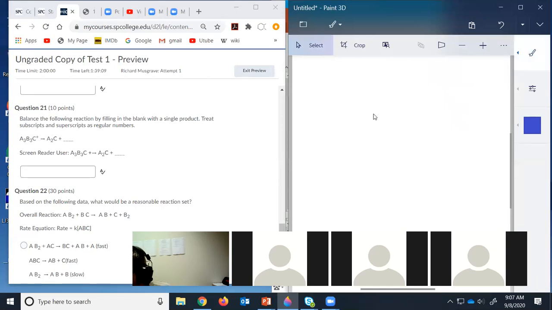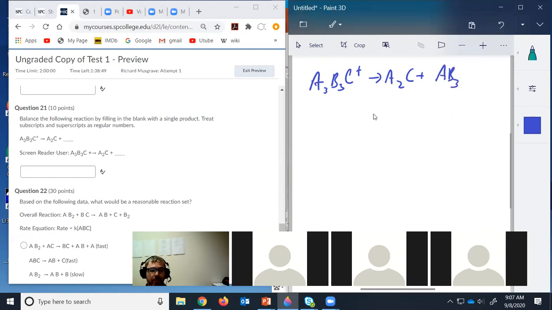All right, so it's A3B3C plus gives A2C plus AB3. Is everybody okay with that? Anybody have any questions? The next thing we'd have to do is look at the total charge on each side. And presently we've got plus on the left side, and we need 1 plus total on the right side. So that makes it AB3 plus. And in the box, you type AB3 plus.